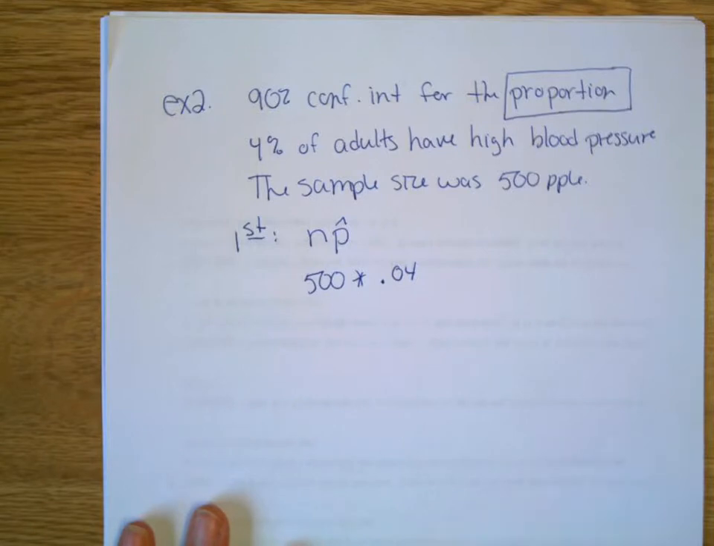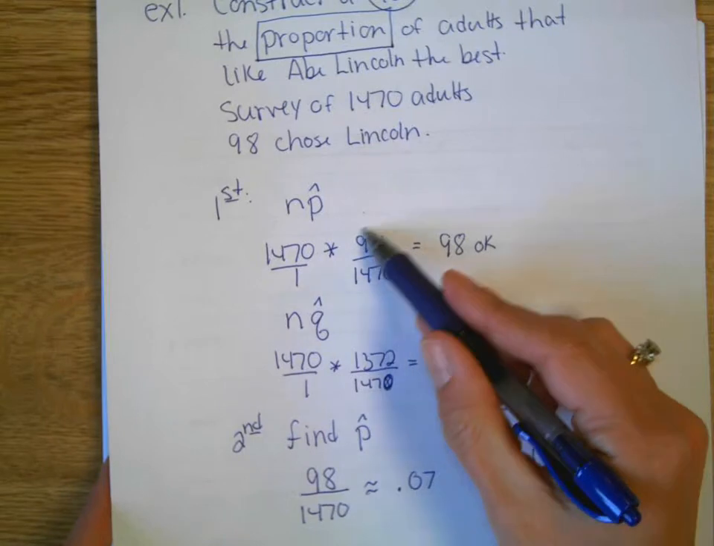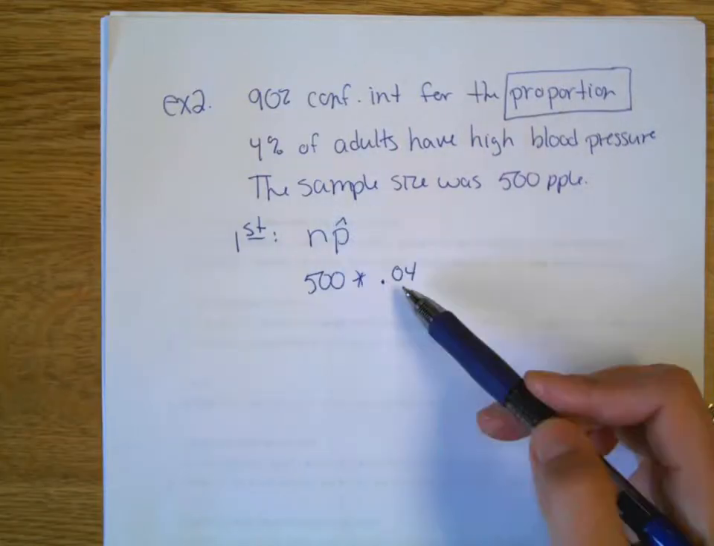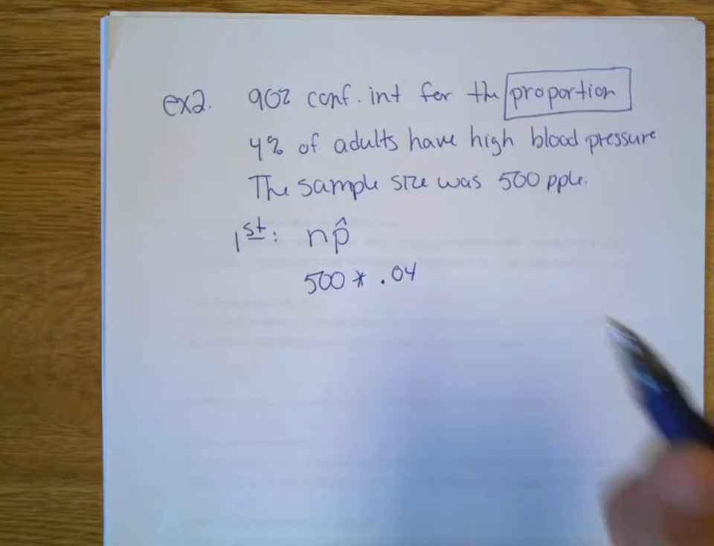So this time I didn't give you how many, I gave you the actual percentage. In the first example, I took the number and made a fraction, a percentage out of it. This time I'm just giving you it as a percent, so you don't have to put it over anything, because it's already a decimal.